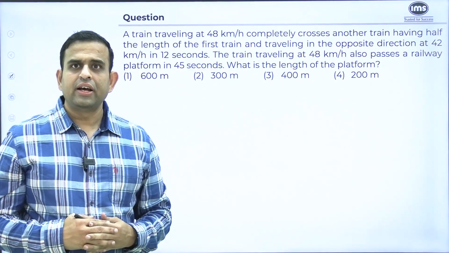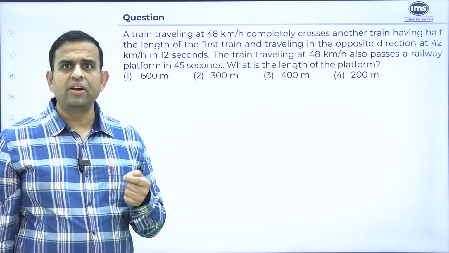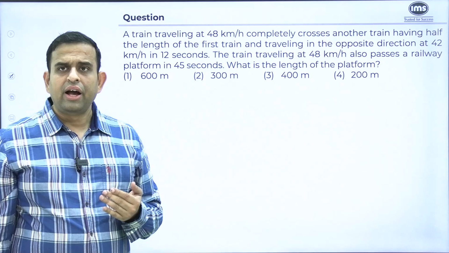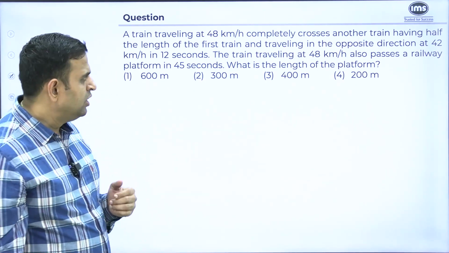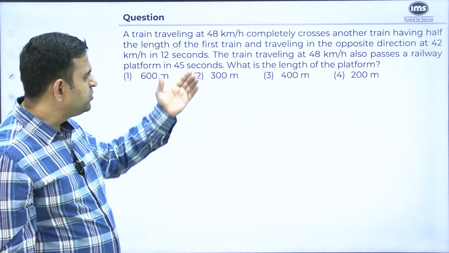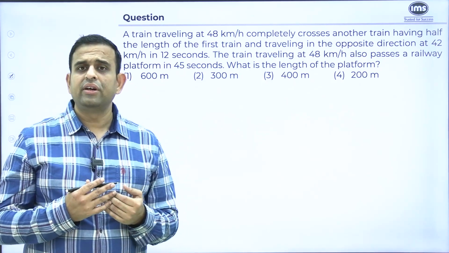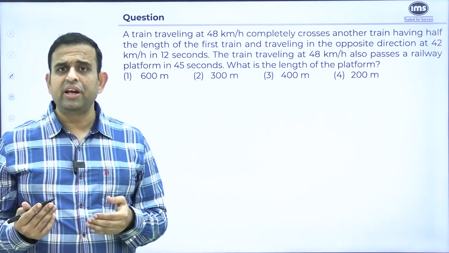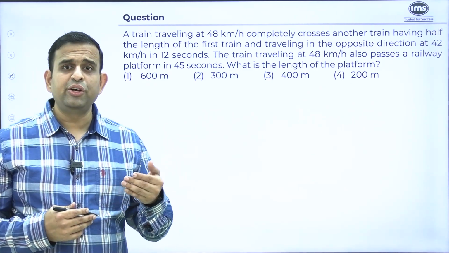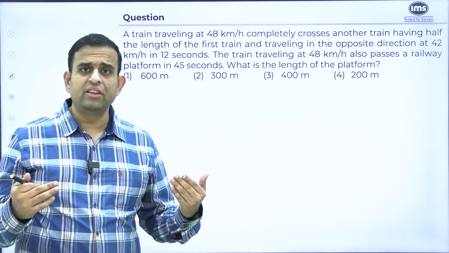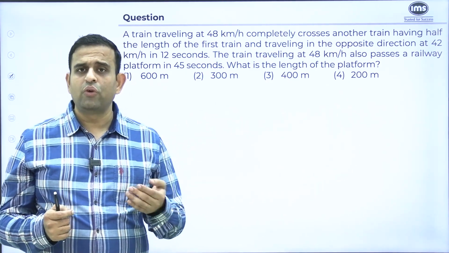In the next sum, it is given that a train traveling at 48 kmph crosses another train having half the length of the first train and traveling in the opposite direction at 42 kmph in 12 seconds. So what do we have? First of all, if I look at these two sentences, we have two train speeds. I also know the connection between their lengths. The second one has half the length of the first one. At the same time, it is also known how much time they take to cross each other traveling in the opposite direction.